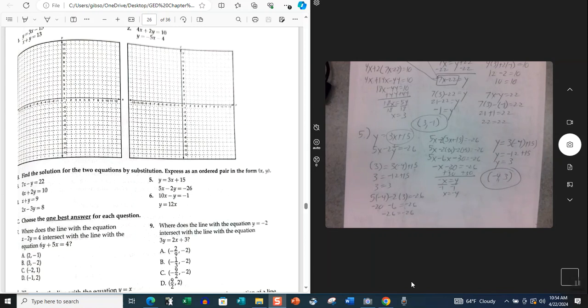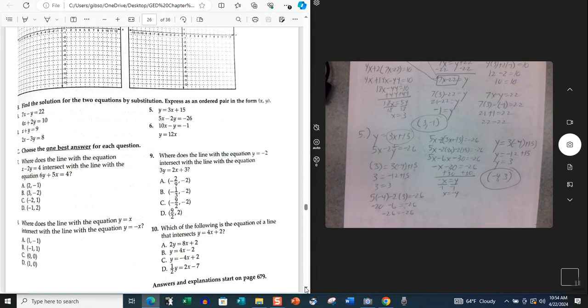All right, now we go down here to the bottom. We're going to pick out maybe 2 or maybe 3 problems here. So number 7, the directions say choose the one best answer for each question. All right, where does the line with the equation x minus 2y equals 4 intersect with the line with the equation 6y plus 5x equals 4?